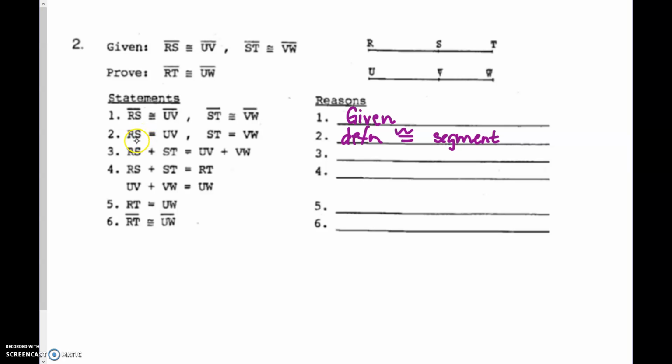All right, so now what are we going to do here? So if you look here, we've got RS and RS, so those are the same. But now all of a sudden they're putting ST in here. Well, they're adding this ST on one side and they're putting VW on the other side. And because they are equal, isn't that the addition property of equality? So we're adding equal things to both sides. All right, now what do they have? RS plus ST. So RS plus ST equals the whole thing RT. Then on the bottom, they have UV plus VW is the whole thing. So this is your segment addition.